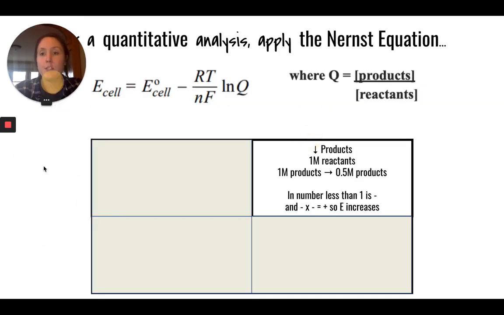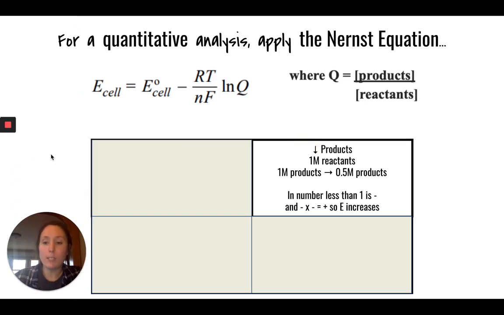So what we just did is we looked at a qualitative approach. Now this is a quantitative approach using the Nernst equation. This is for all the math people out there, and this is a very helpful thing to do on the test. Now that the Nernst equation is included, this will be even easier. So there's 4 situations that can happen. The first is where products decrease. So let's say I change my products to 0.5 molar instead of 1. Now my Q is less than 1.